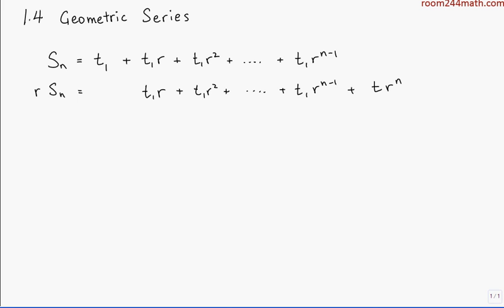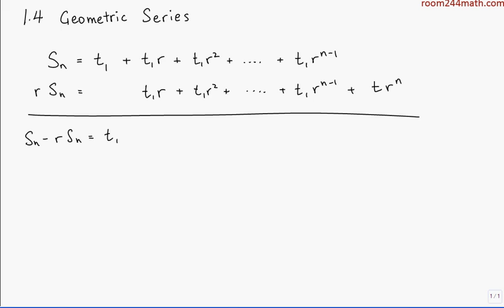Well, you notice that all of these terms sort of in the middle are identical. And so if we subtract one from the other, we can get rid of all of those and just be left with a few manageable terms that we can manipulate. So if we take the top and we subtract the bottom, we get Sn minus r times Sn on the left-hand side.